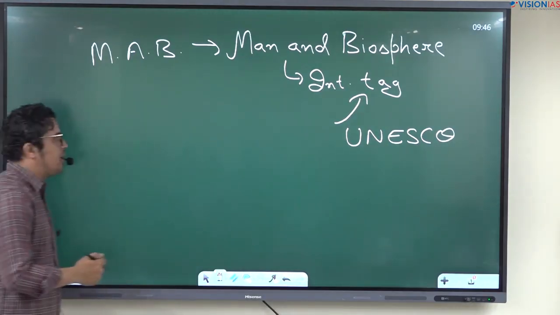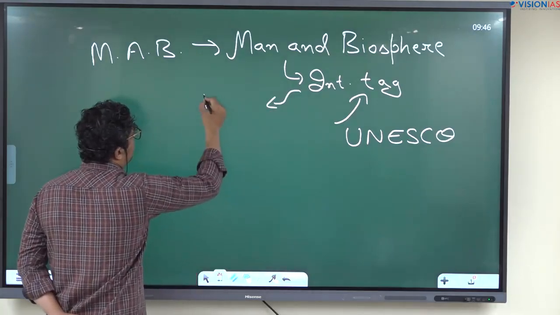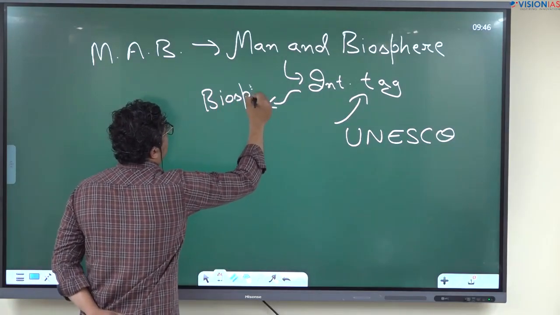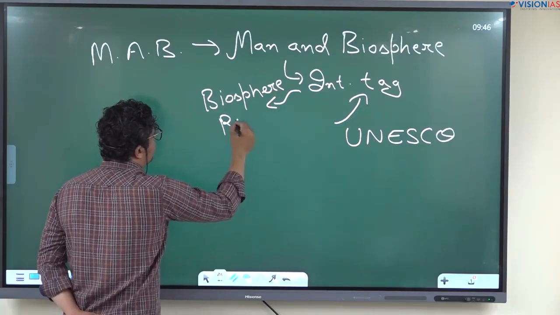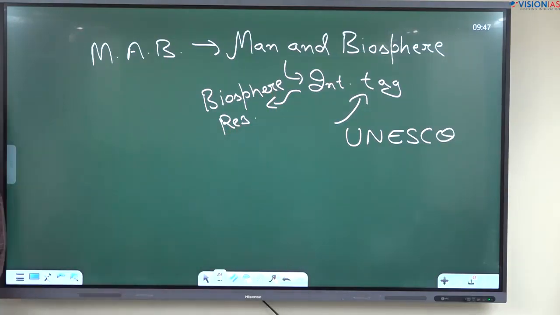UNESCO gives this international tag to whom? What topic are you studying right now? So this tag is given to biosphere reserves. UNESCO identifies some unique biosphere reserves and gives them this international tag, that this is a biosphere reserve under the MAB category. So if something unique is present in that biosphere reserve, some unique species, some unique knowledge, UNESCO gives them an international tag that this biosphere reserve comes under the category of MAB.